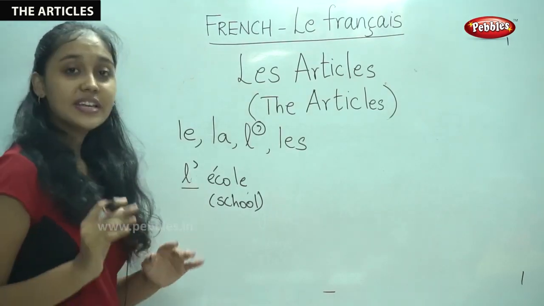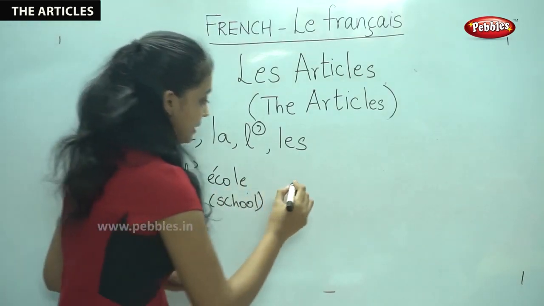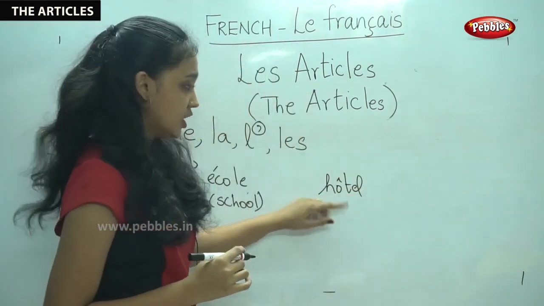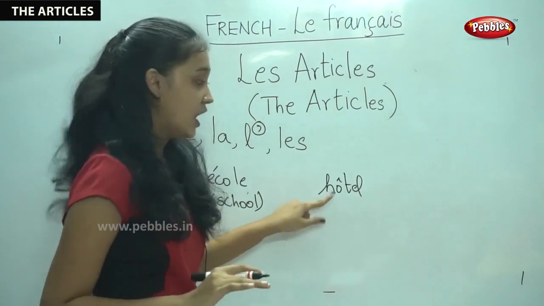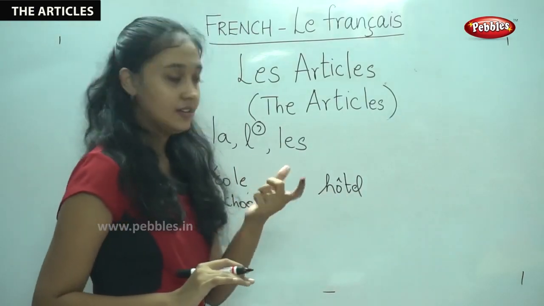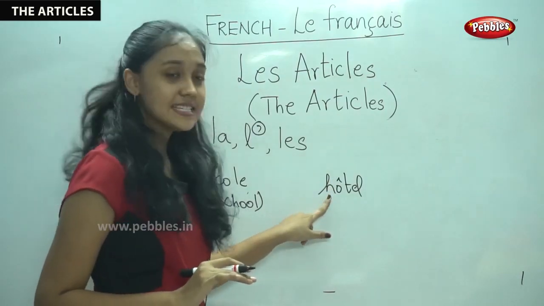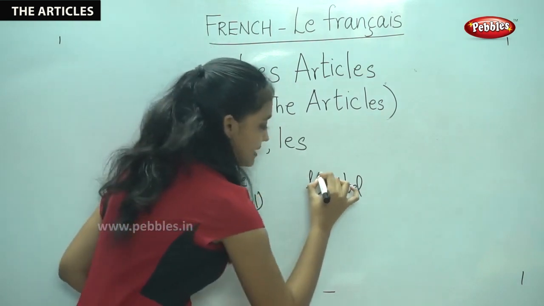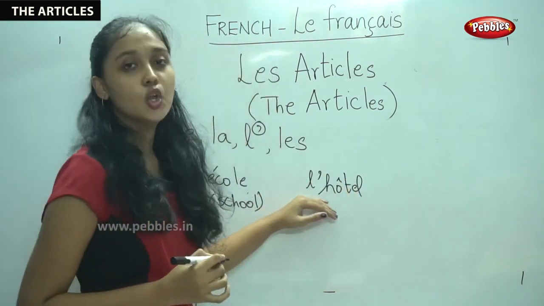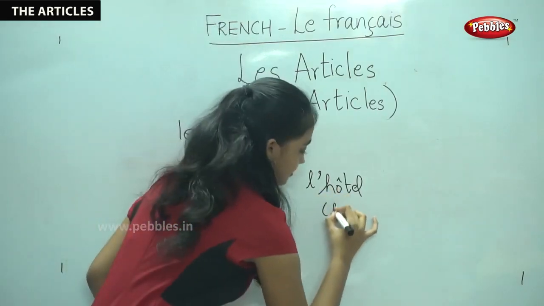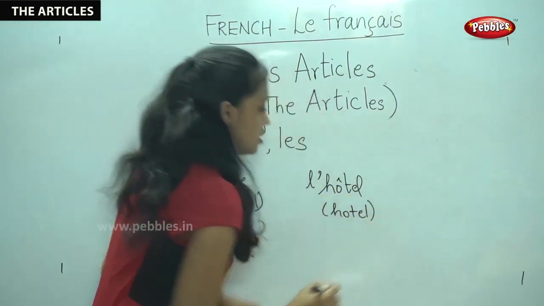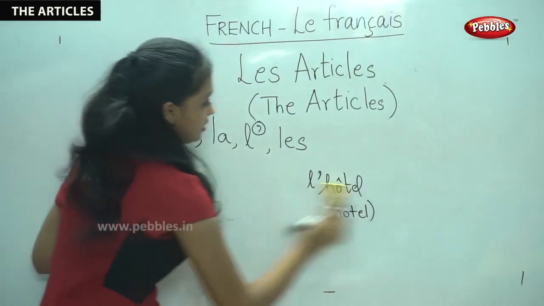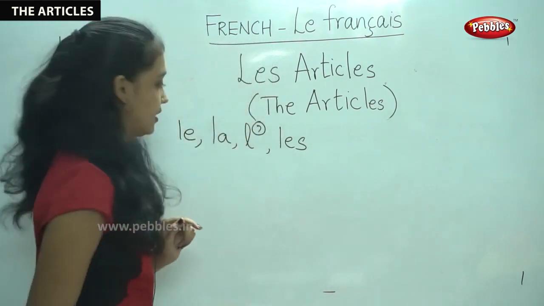Similarly, for words where there is a H mute. For example, the word hôtel begins with a H mute. Here, the word begins with H, which is not a vowel. However, it is pronounced otel. The H here is silent. This is called a H mute. For words that begin with a H mute, we place l apostrophe. It is called l'hôtel. Hôtel is the word for hotel. So, l'hôtel. Now, let us move on to the next article, which is les.